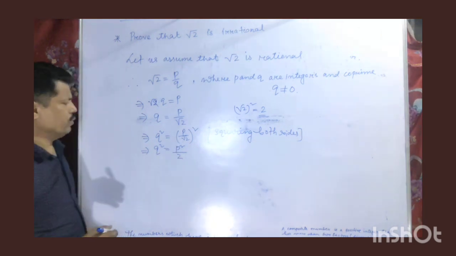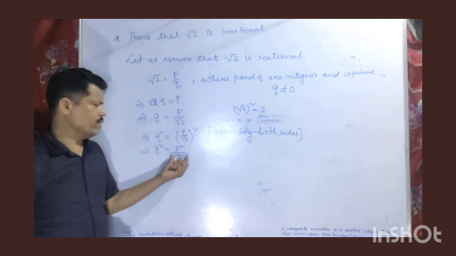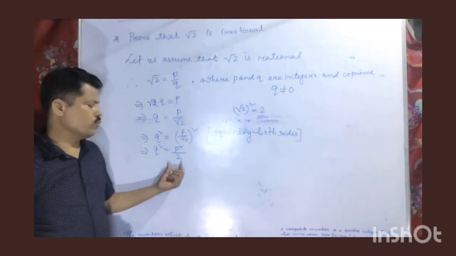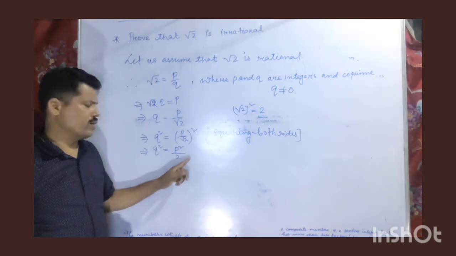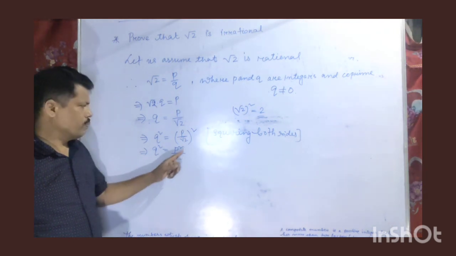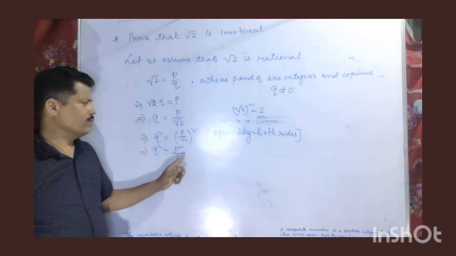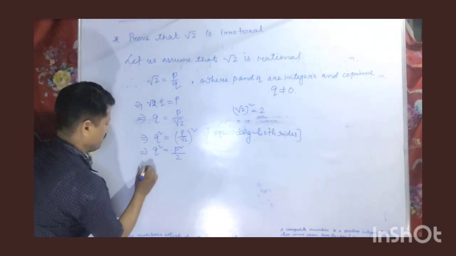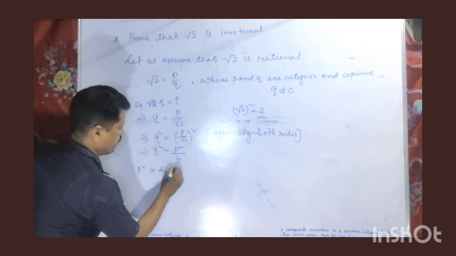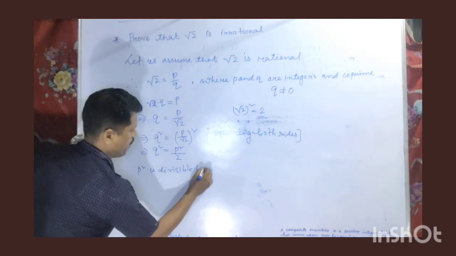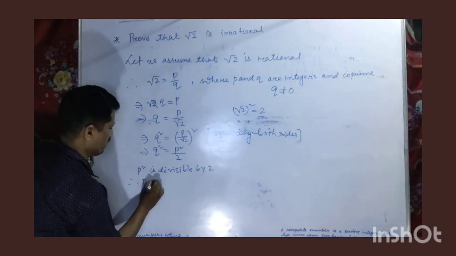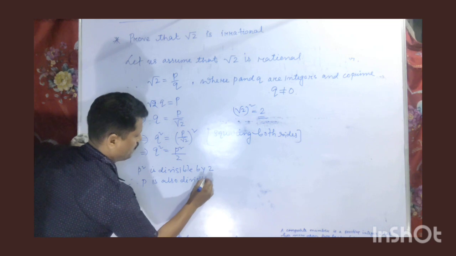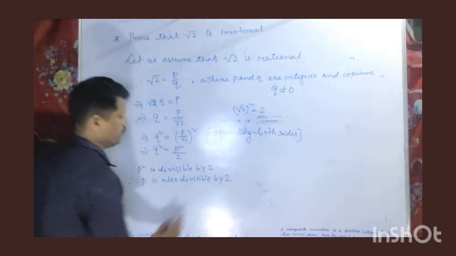So from here we can write that p square is divisible by 2, or we can write that 2 divides p square. Therefore, p is also divisible by 2.